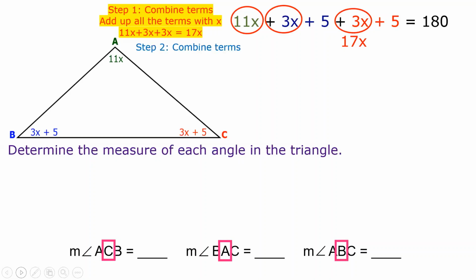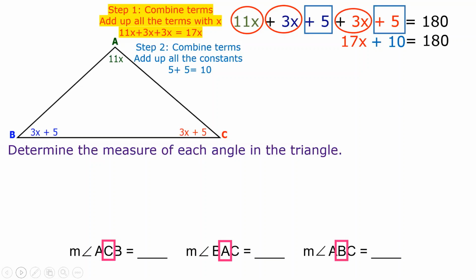The constants are the numbers that do not have a variable, that are by themselves, okay? So in this case, you have 2 5s, right? So if you add up all the constants, you're going to find out that 5 plus 5 is 10. You're going to put it right next to the 17x, okay? Now, these two are going to equal 180. Remember that all the 17x plus 10 is coming from gathering like terms at the top of the equation, right? 11x, 3x, and 3x, and 5 plus 5.